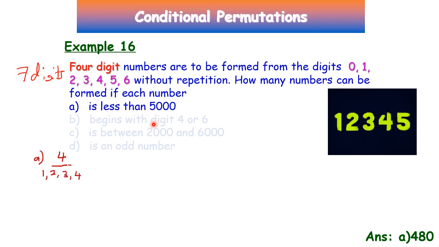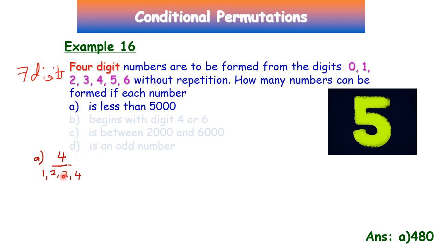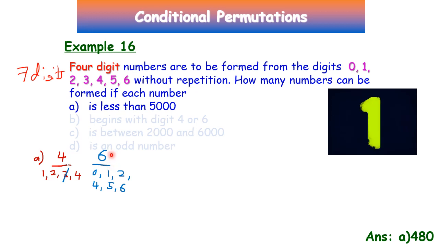So firstly, less than 5,000 means that the first digit at the front should be 1 until 4. So there are 4 choices here, so we put 4 in the first place, either 1, 2, 3, or 4. And then for the second place, out of the total 7 digits, we already used 1, so we still have 6 digits, including 0.